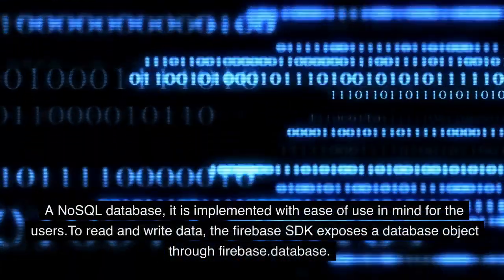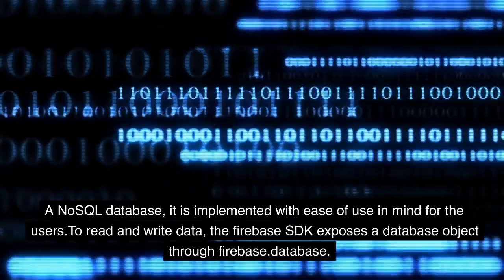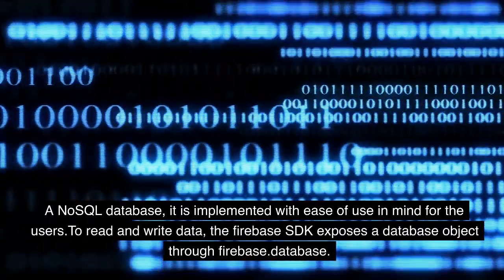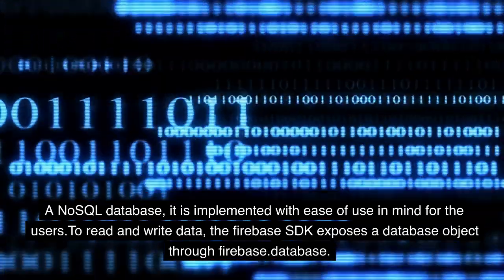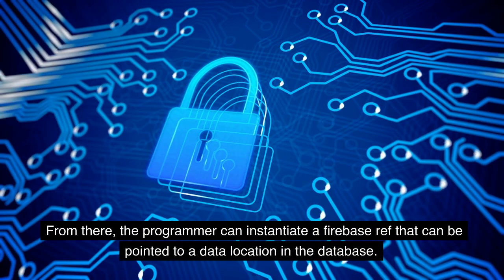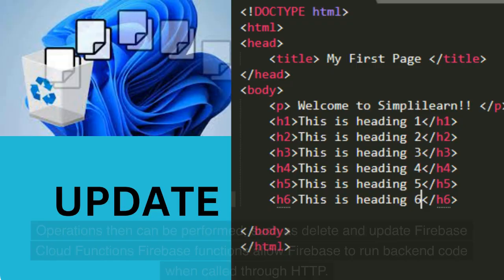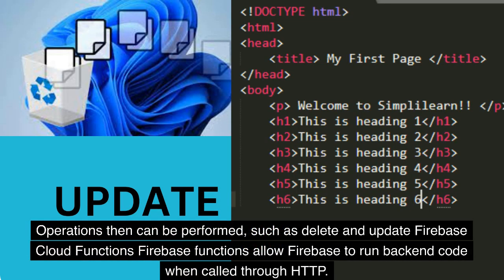A NoSQL database, it is implemented with ease of use in mind for the users. To read and write data, the Firebase SDK exposes a database object through Firebase database. From there, the programmer can instantiate a Firebase ref that can be pointed to a data location in the database. Operations then can be performed, such as delete and update.